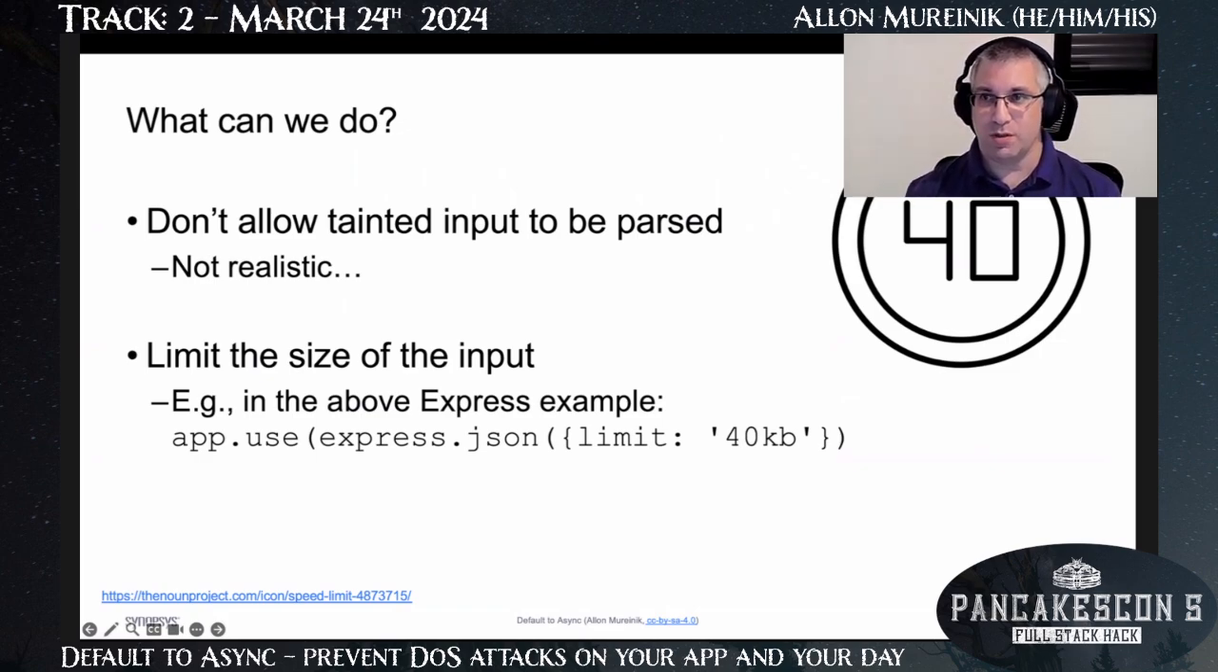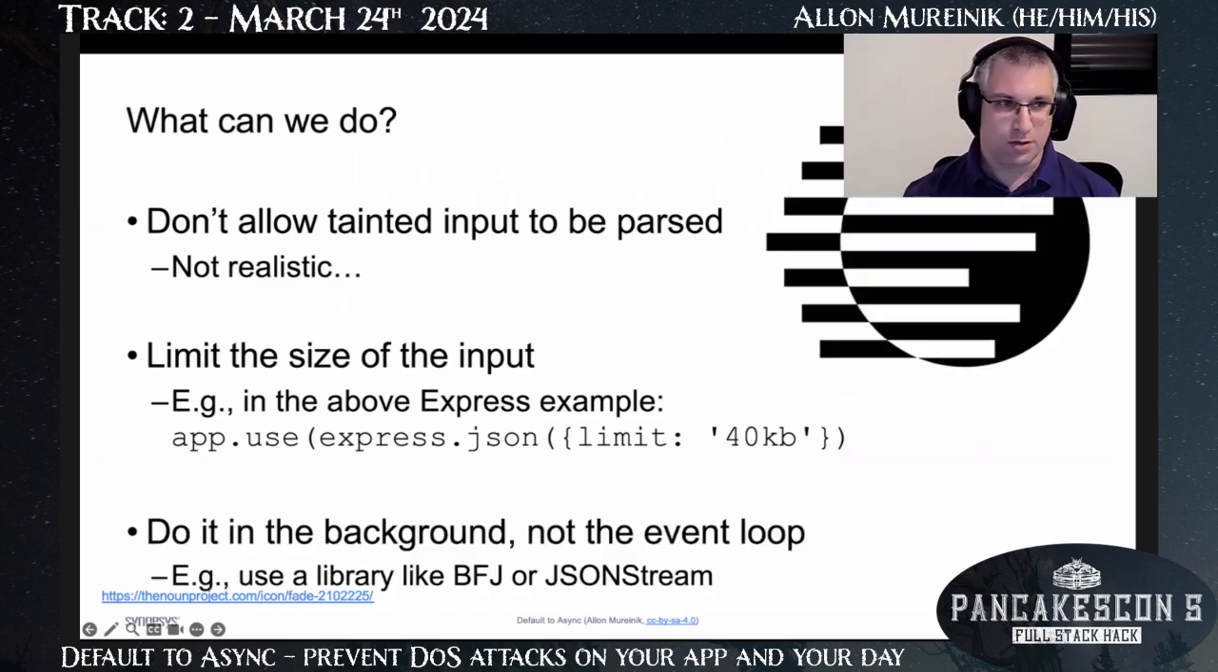And of course, since we said that the main issue is blocking an event loop, blocking others from having the requests served, excuse me, throw this into the background. There's tons of ways of doing this. These are, of course, in Node.js specific examples like BFJ or JSON stream, but in whatever ecosystem you're working in, there will be a way to do this.